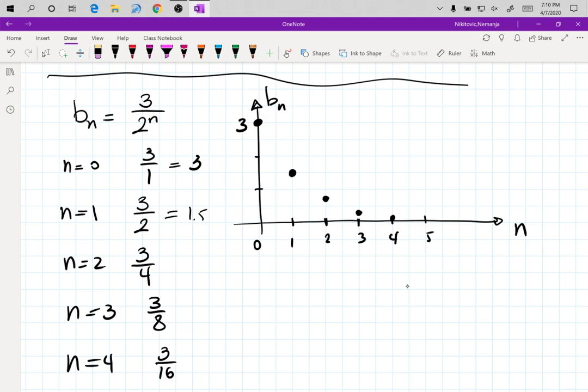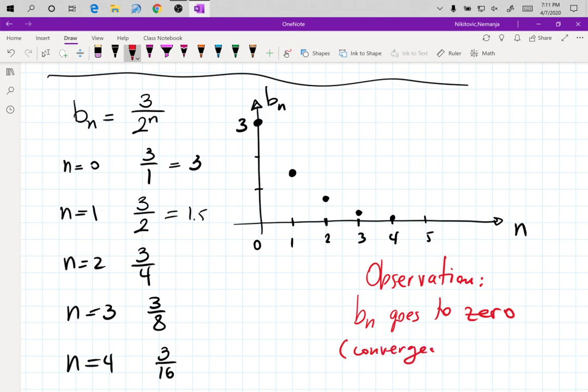That's cool. What we really focus on in these two cases is the fact that the one that grows currently is going to grow without a bound, where the Bn over here falls into zero. And this is where we're going to use the word converge again. So we would say, by observation, that Bn goes to zero. Now we say it converges to zero.